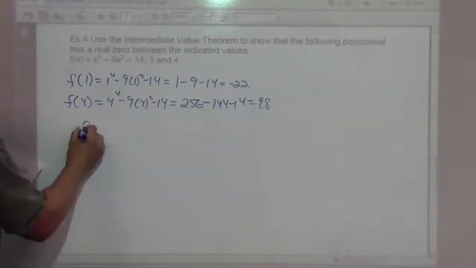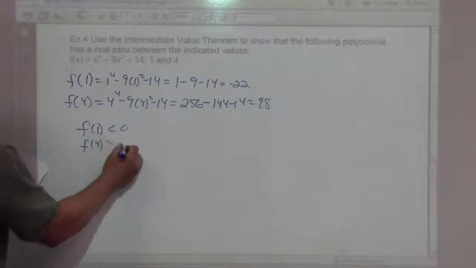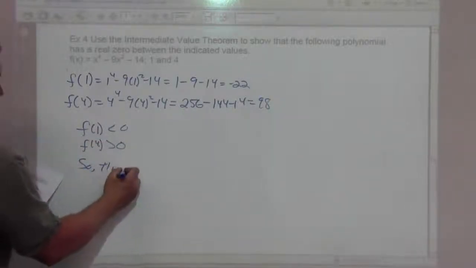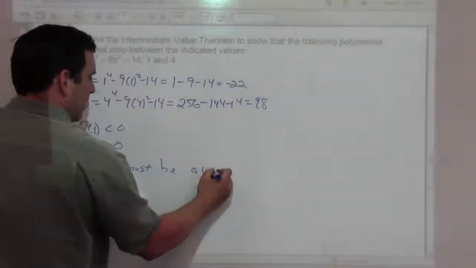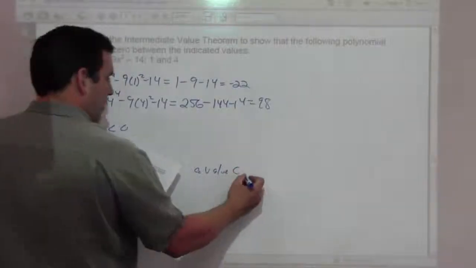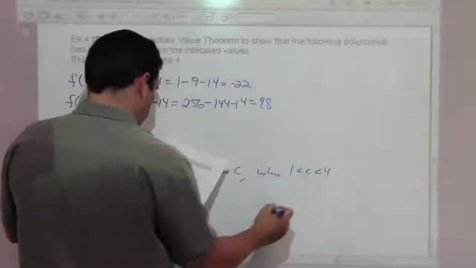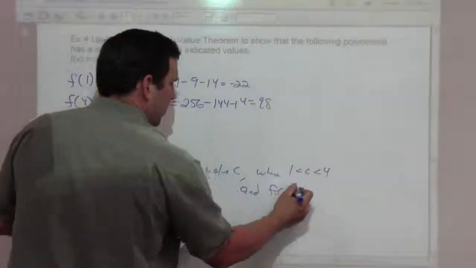So f of 1 is less than 0, f of 4 is greater than 0, so there must be a value c where 1 is less than c less than 4 and f of c equals 0.